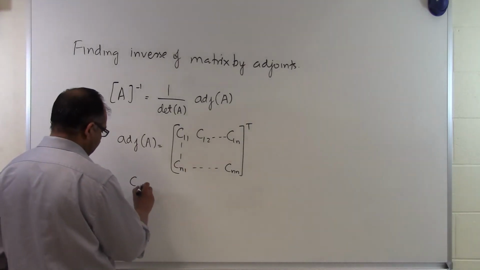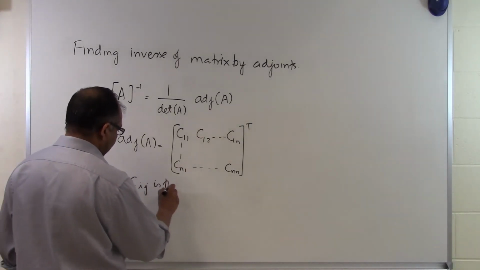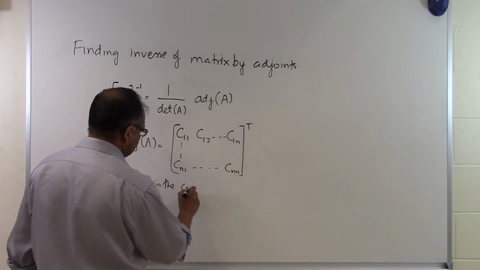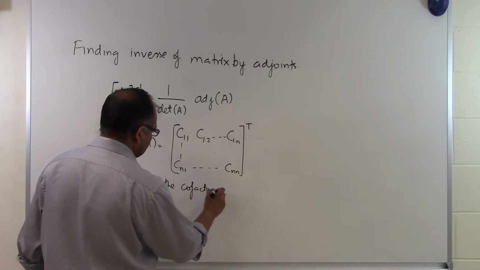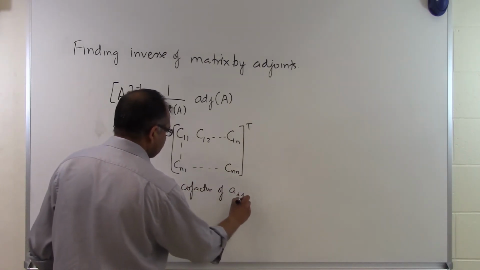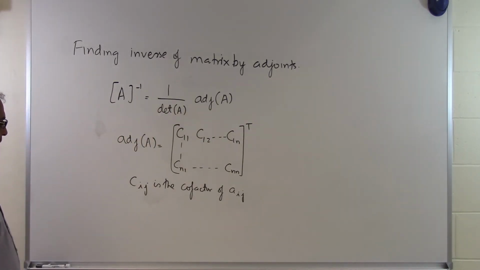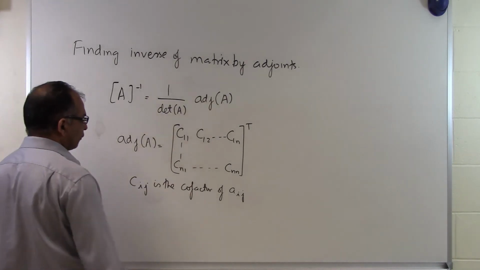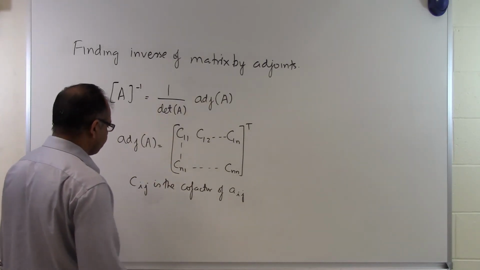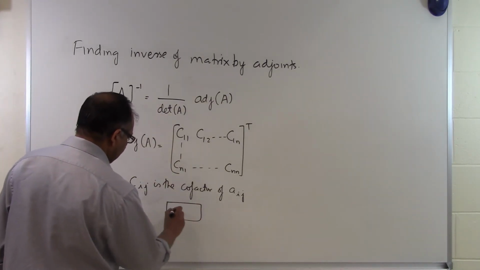So Cij is the cofactor of Aij. That's what we mean by each of these elements which are in the cofactor matrix right here. And that's the end of this segment.